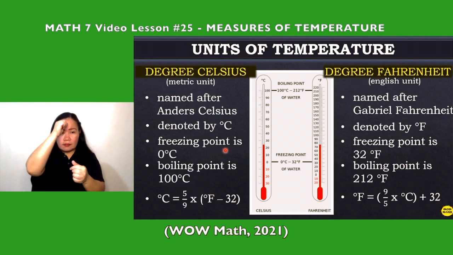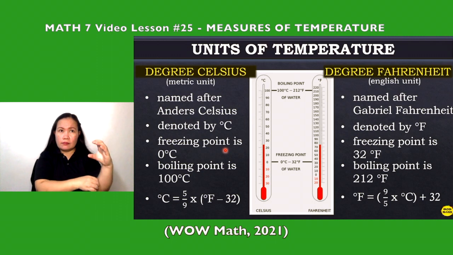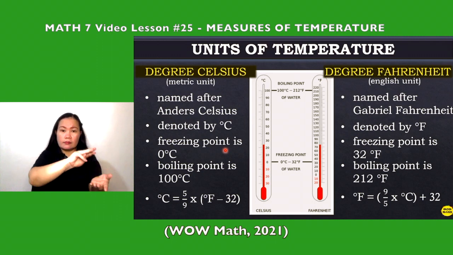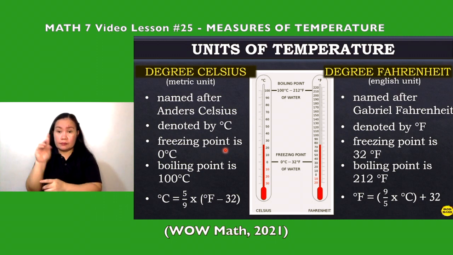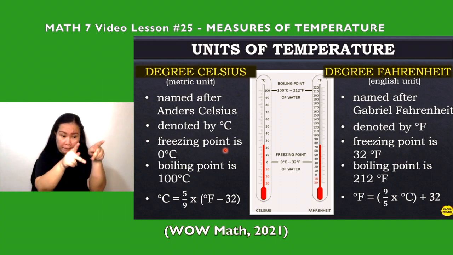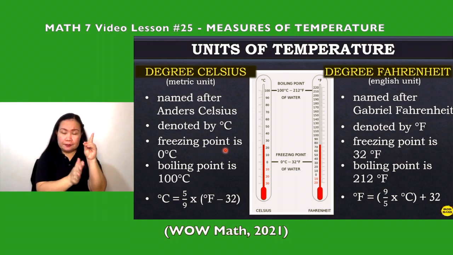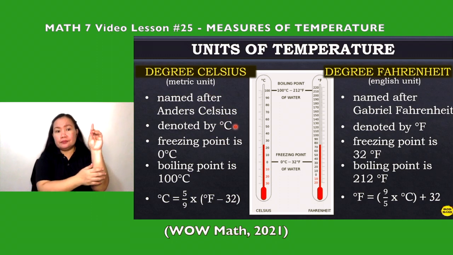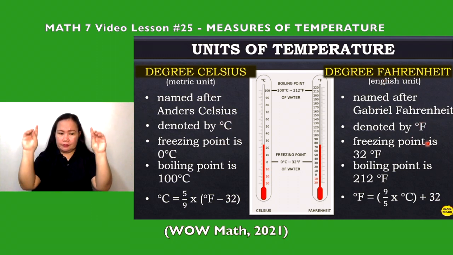Tandaan po that the degree Celsius is the unit in the metric system and the degree Fahrenheit is the unit in the English system. So, ang mga pangalan nila ay pinangalan po sa mga scientist din po, inventor na nakadiscover nito. Okay? And then, do not forget, madali lang naman siyang tandaan, Celsius, ito po ang kanyang symbol. And then, for Fahrenheit, ito po.